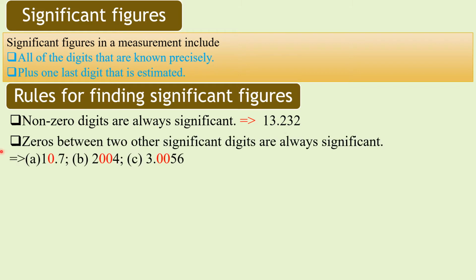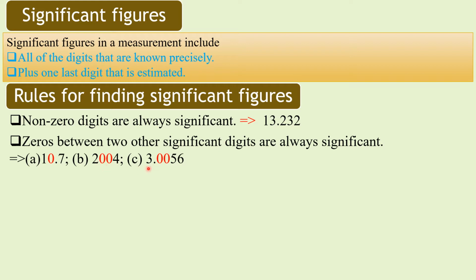Zeros between two other significant digits are always significant. In 10.7, 1 and 7 are two significant figures and 0 is in between these two. So this 0 is also a significant digit and we get three significant figures in 10.7. In 2004, zeros are in between 2 and 4, and 2 and 4 are non-zero digits. So these zeros in between two significant figures are also counted as significant digits. Hence in 2004 there are 4 significant figures.